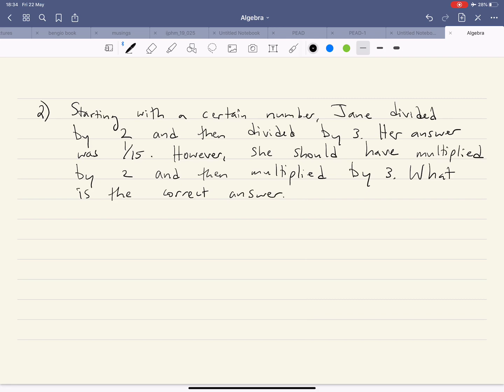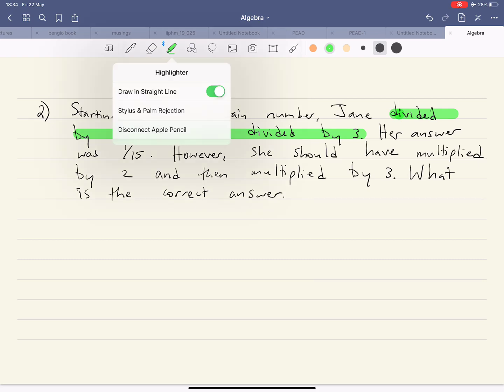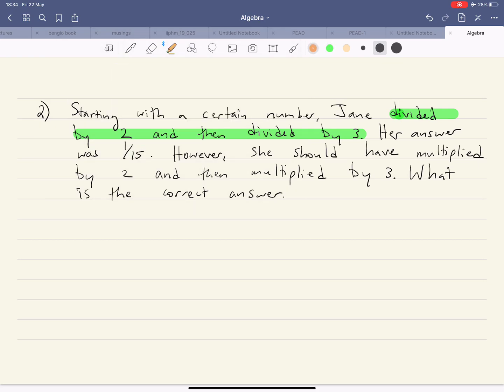Right, so Jane followed one procedure. She took some number and she divided by 2 and then divided by 3. So really she divided by 6, right? And then what she really should have done is multiply by 2 and then multiply by 3. So she should have multiplied by 6.